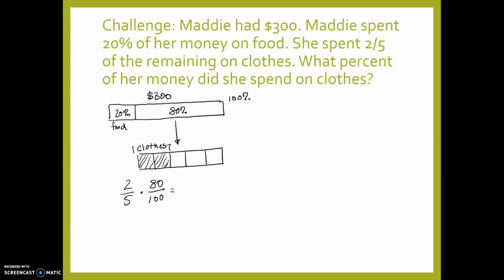So let's go ahead and do some cross canceling. Let's cross cancel this 2 and 100 to start. We'll get 1, and we'll get 50 down here. And then let's cross cancel right here. We'll divide both by 10. And now we have 8 over 25. And let's multiply that by 4 over 4 because we want to end up with a percent. The question is what percent of her money did she spend on clothes? And so we get 32 over 100. And the answer is 32%.